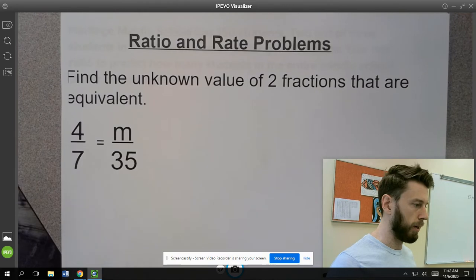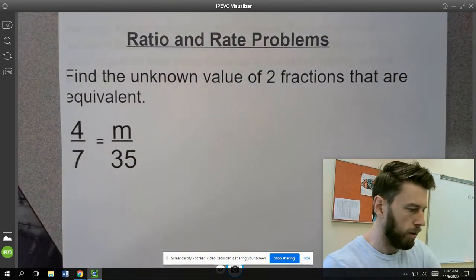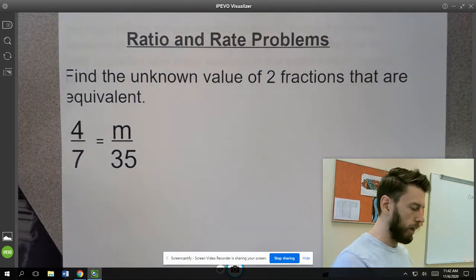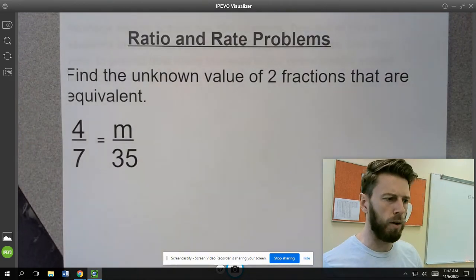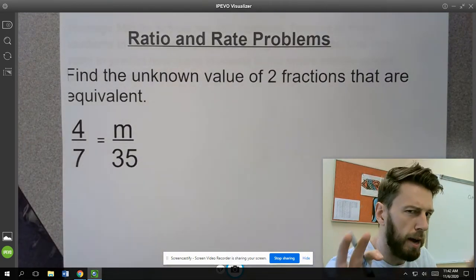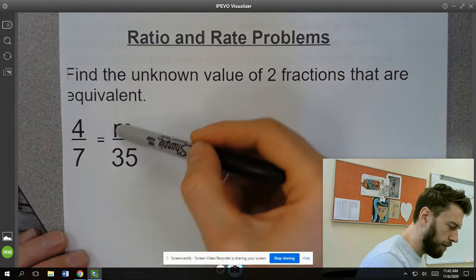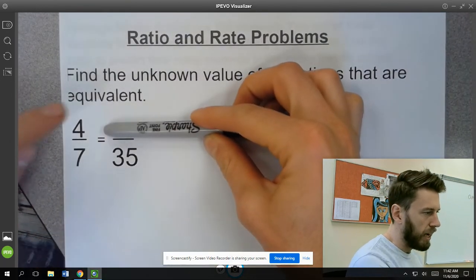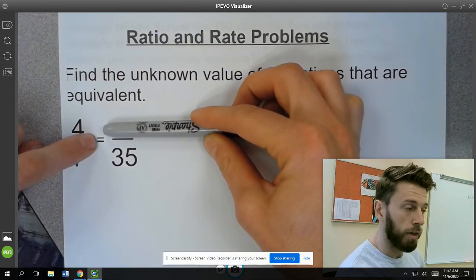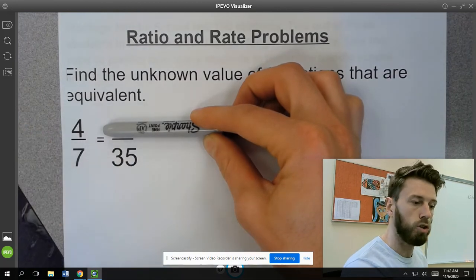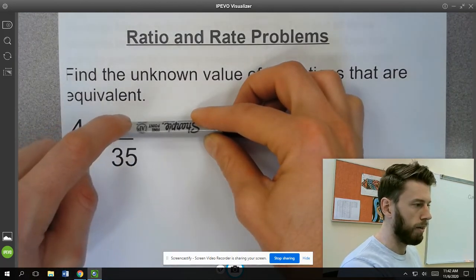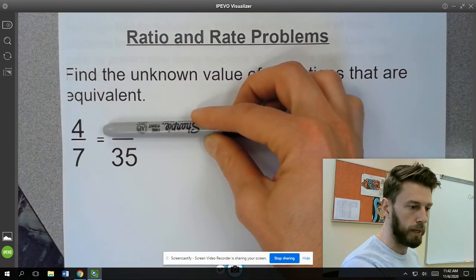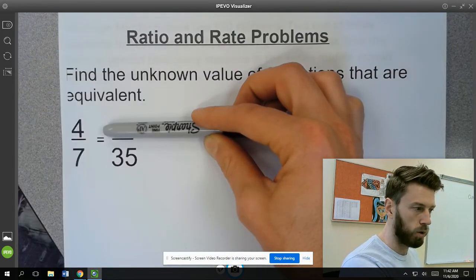So, our first type of problem here, if you take a look, we've got 4 over 7 is equal to m over 35. Now, don't freak out. Technically, this is algebra, but I want you to pretend that this m is just a blank space, right? If the fraction 4 over 7 was equal to another fraction of something over 35, our job would be to try and figure out what that number right there would be if these fractions were equivalent.